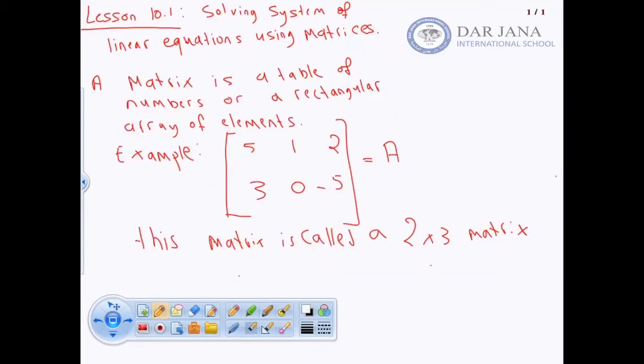Okay, good morning everyone. Our lesson today is lesson 10.1, solving systems of linear equations using matrices.